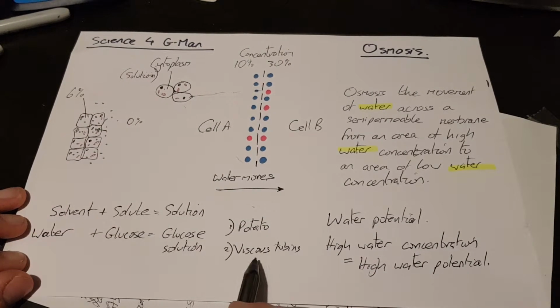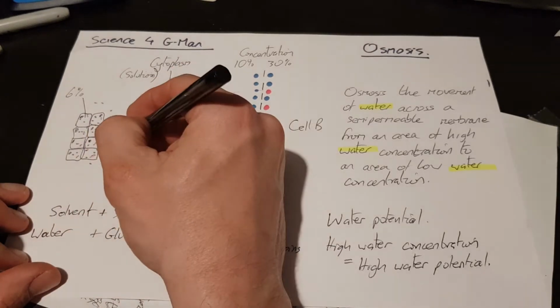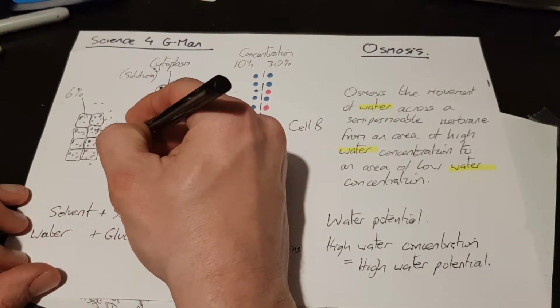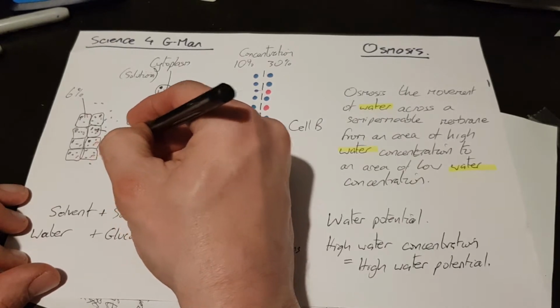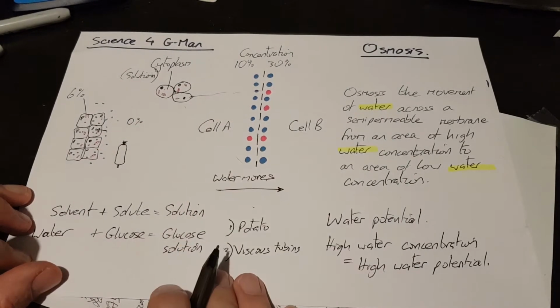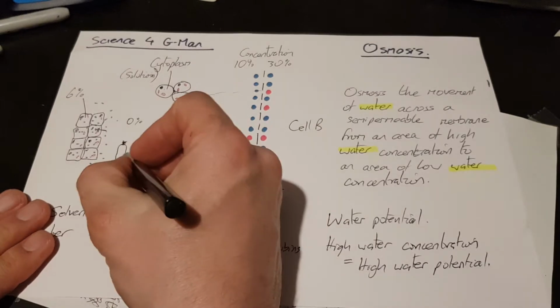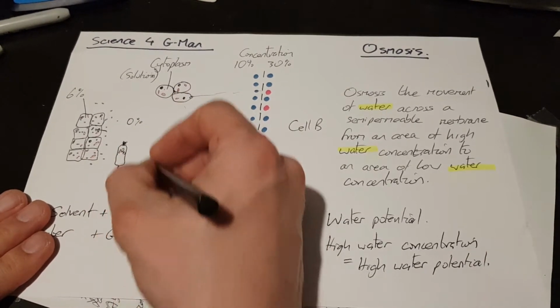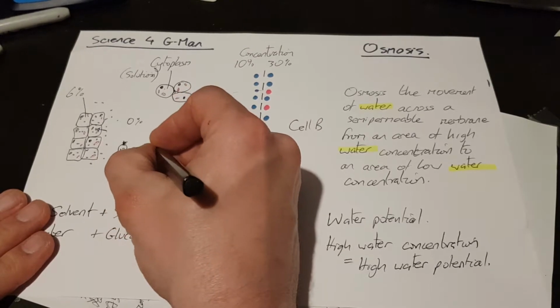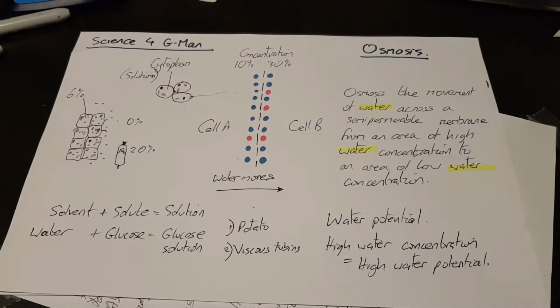Okay. Now with the viscous tubing, what you end up with there is like a knot in a bag like this. Looks like a bit of a sausage. Viscous tubing is basically a semi-permeable membrane, and if that's a 10% solution in here and that's a 20% solution in here, which direction is the water going to move?